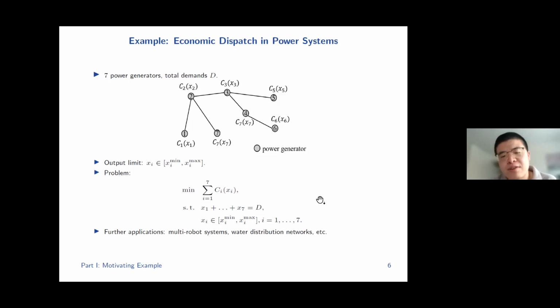Distributed optimization also has many applications in other research areas, such as multi-robot systems and water distribution networks.